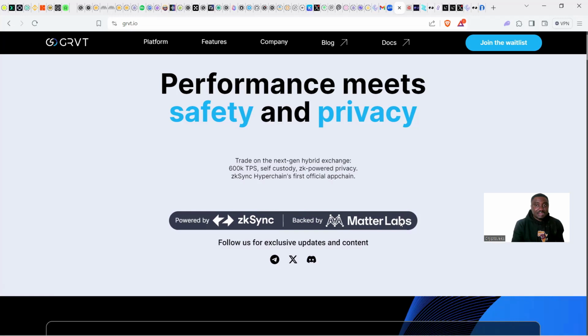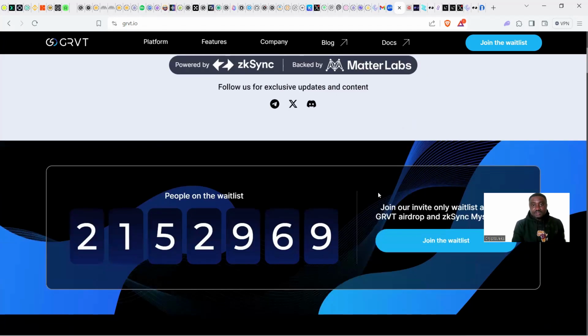GRVT is a project which is directly sponsored by MATLABs. Now, MATLABs haven't really invested in any other crypto project, so this is the first crypto project that MATLABs have actually invested in. According to this project, it says trade on the next generation hybrid exchange. So this is going to be a hybrid exchange, meaning both CEX and DEX. This is a very good project.